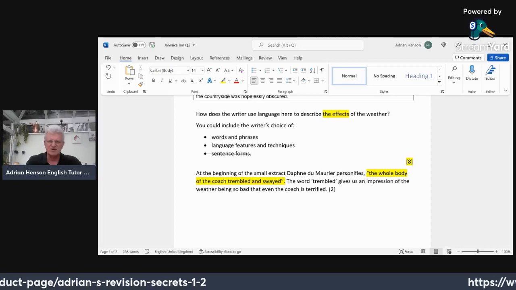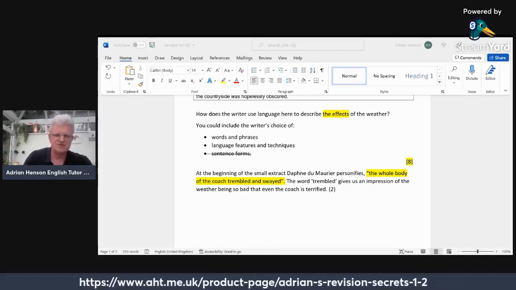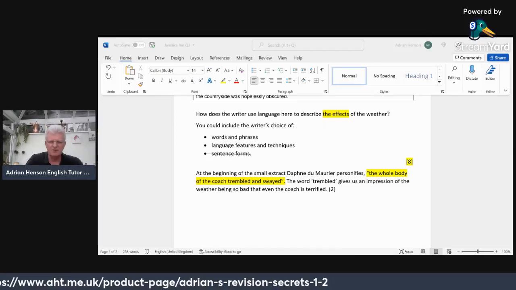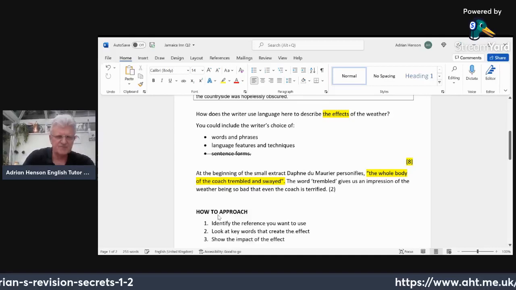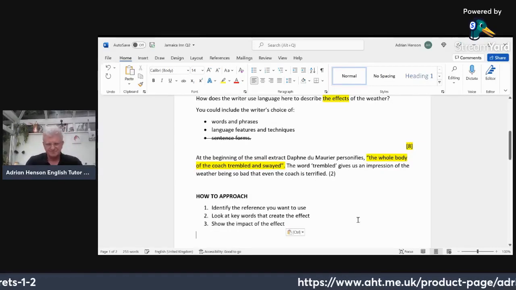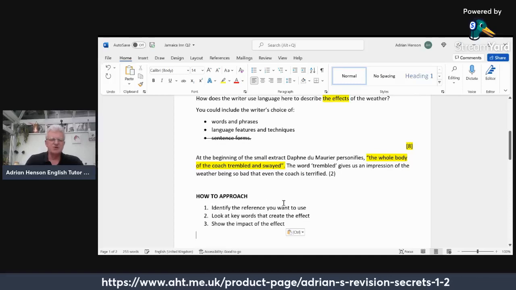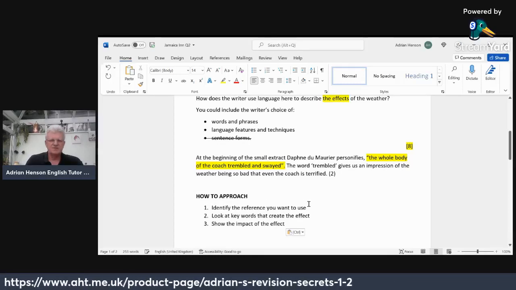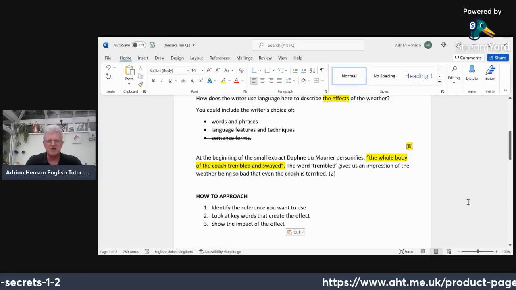So let me just show you what the technique is, and where we go with this now on the technique. So how to approach it. Number 1, identify the reference you want to use. Number 2, look at keywords that create the effect. And number 3, show the impact of the effect. And it's as simple as that.